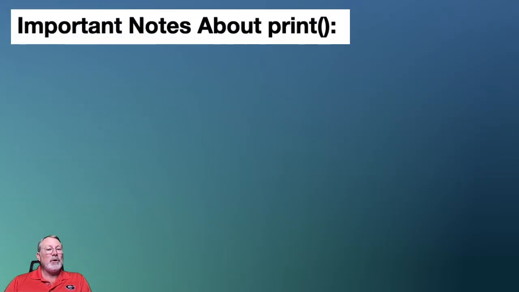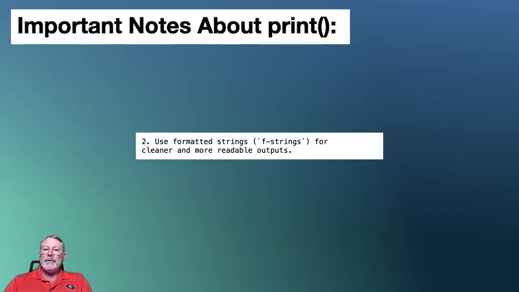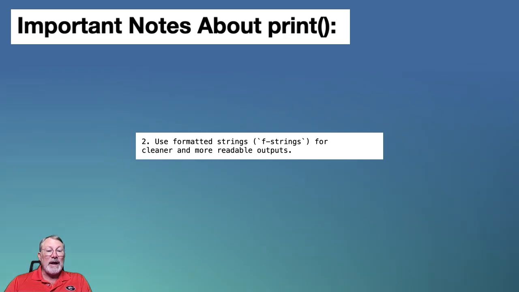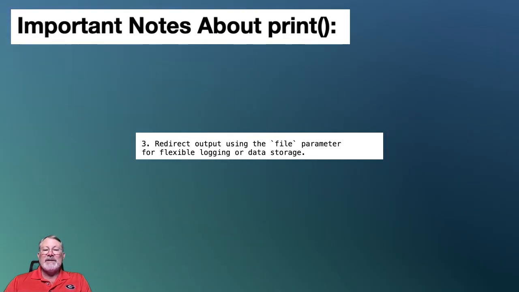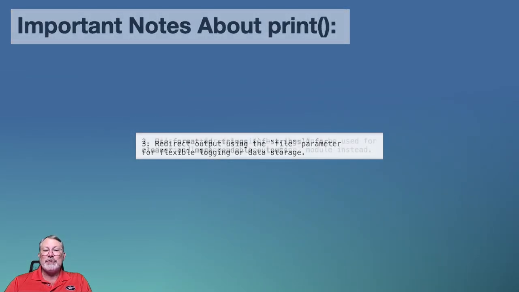Here are some important points about the print function. It's great for debugging, but shouldn't be used for production logging. Use the logging module instead. Use formatted strings or f-strings for cleaner and more readable outputs. Redirect output using the file parameter for flexible logging or data storage.